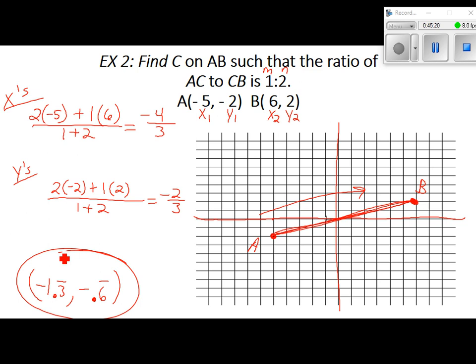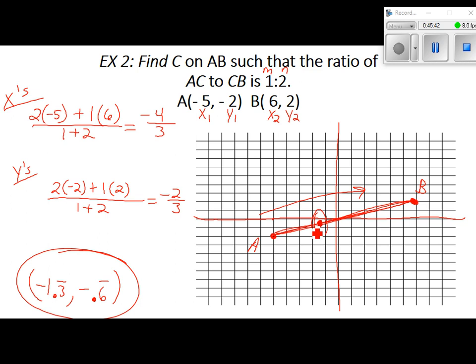If I go on my graph here, what does negative 1.3 tell us to do? I'm going left. So somewhere about there maybe, does that look about right? And then down about a half. Is that going to fall on our line? Now, let's think about it.